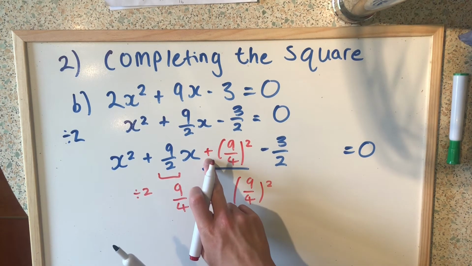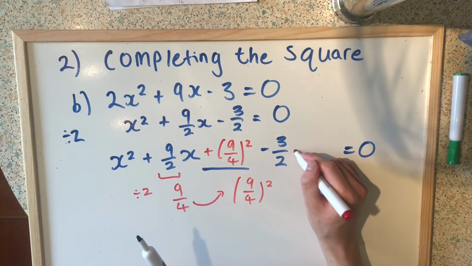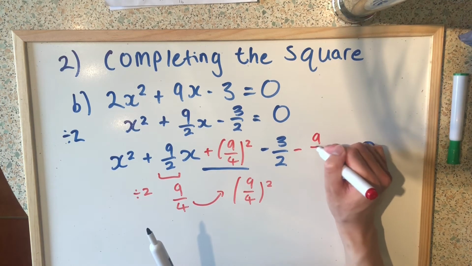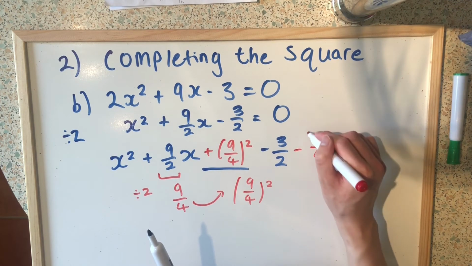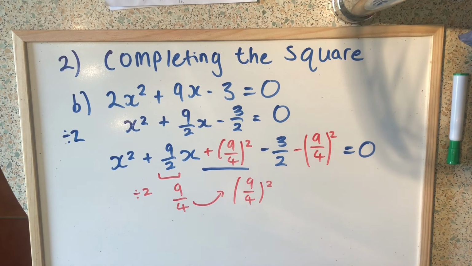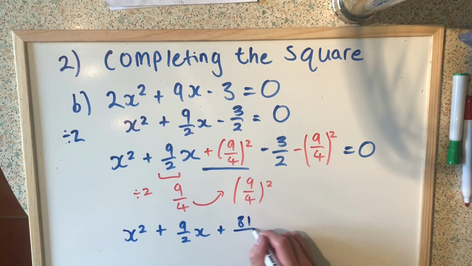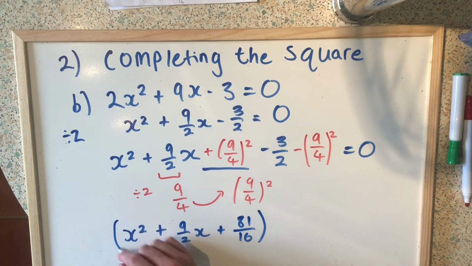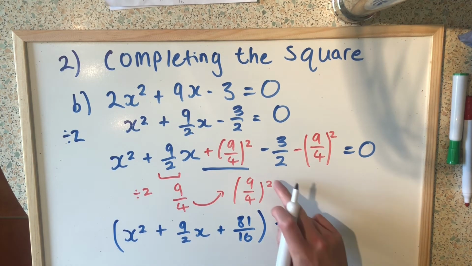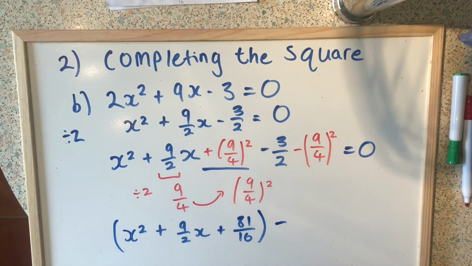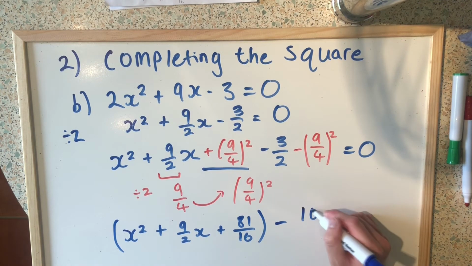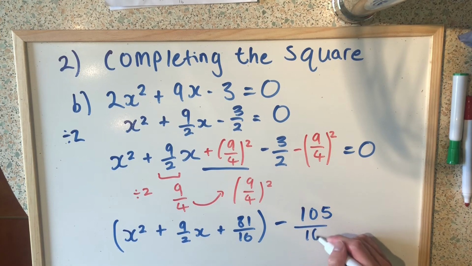Because we've added this, we need to take it away. Take away 9 over 4 squared. This will leave us with x squared plus 9 over 2x plus 81 over 16, which we can factorize, minus, put this in your calculator, and you will get 105 over 16, and that's equal to 0.